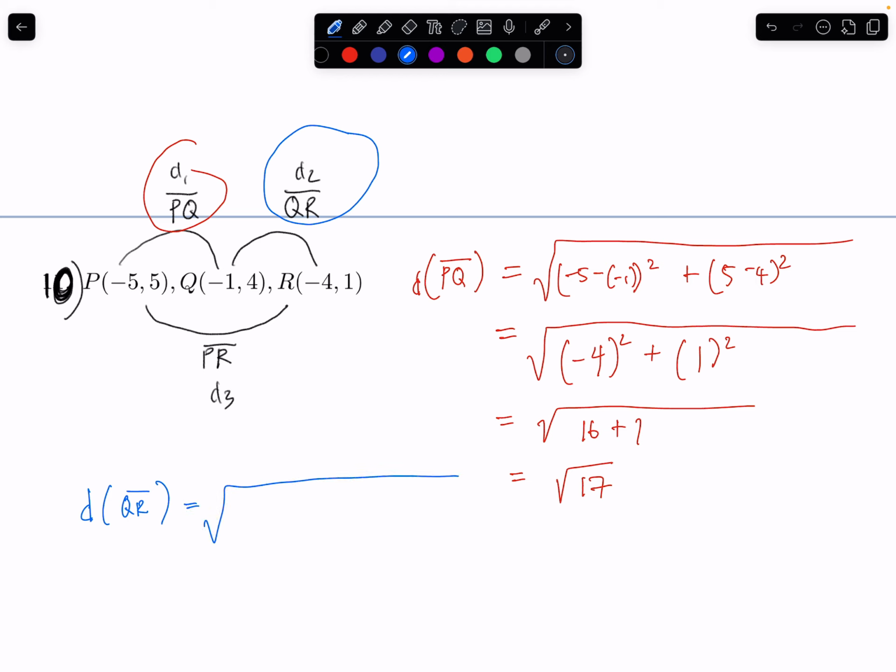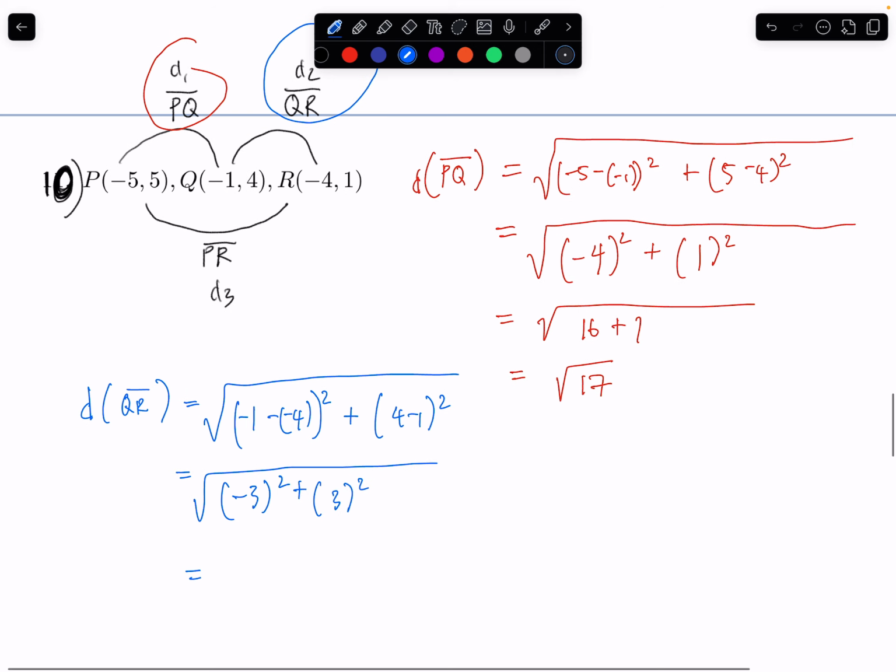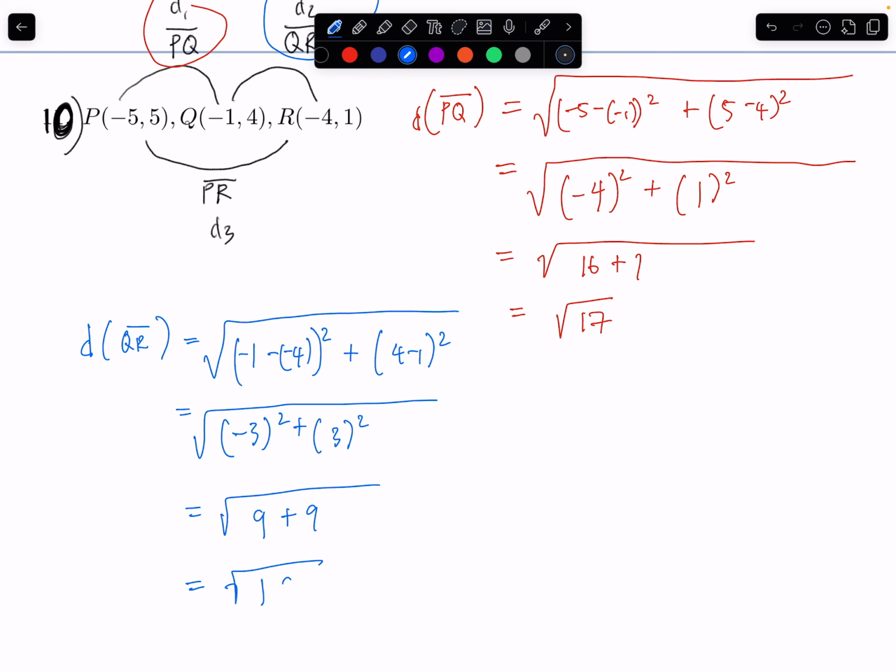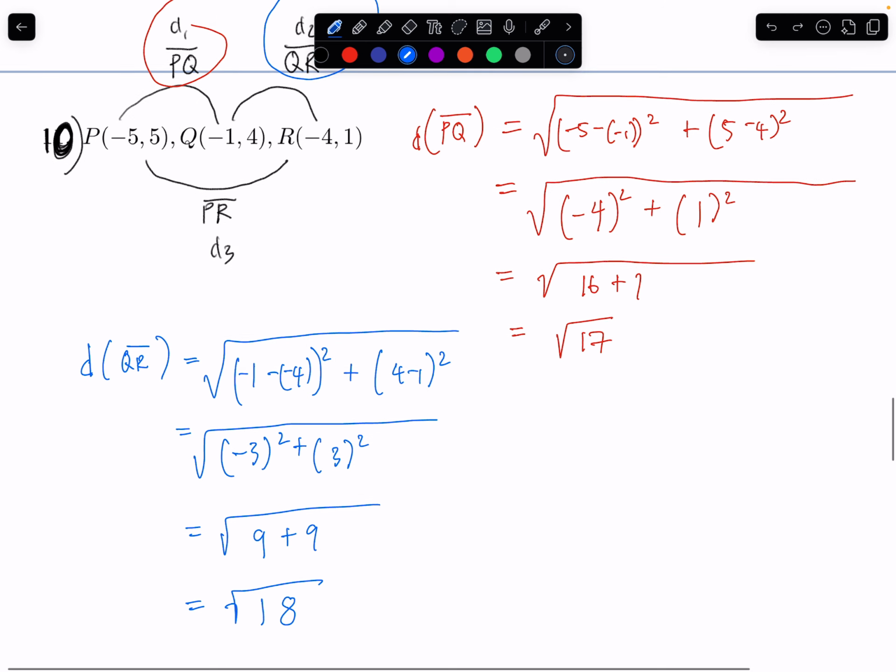Okay, this is -1 minus -4 quantity squared, plus I've got 4 minus 1 quantity squared. That's -1 plus 4 is 3 squared. 4 minus 1 is 3 squared. So I've got the square root of 9 plus 9, or the square root of 18. Wow, interesting. It's very close to square root of 17, but also at the same time, totally different. Okay, so that's QR.